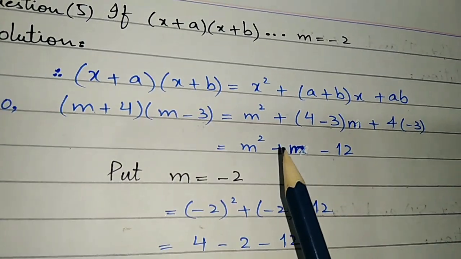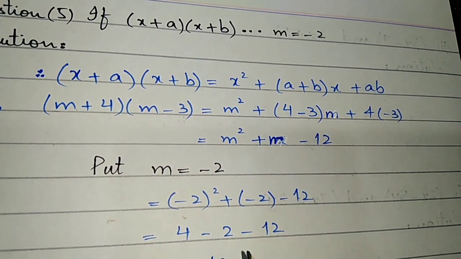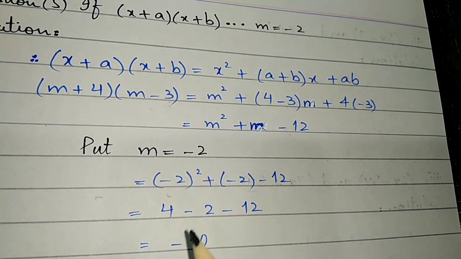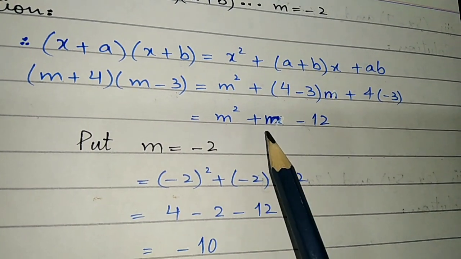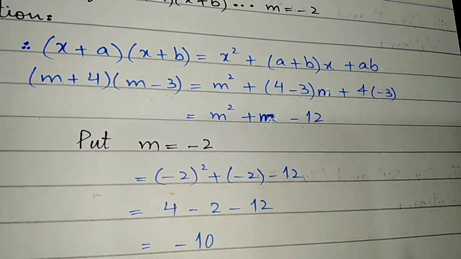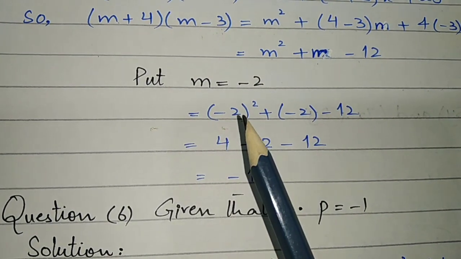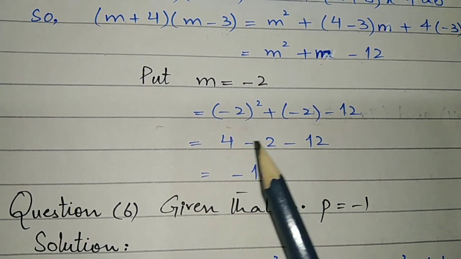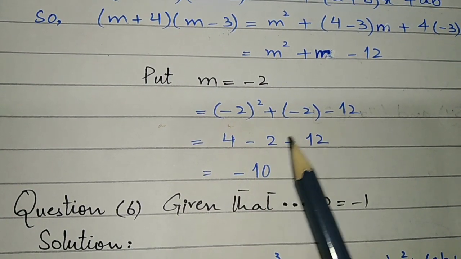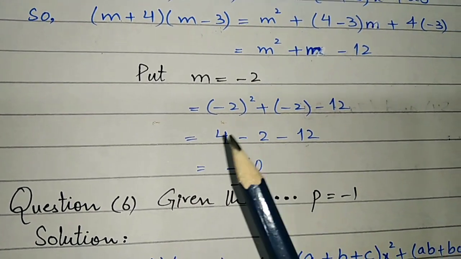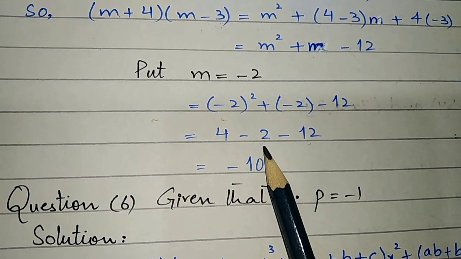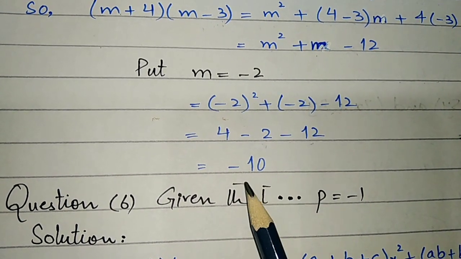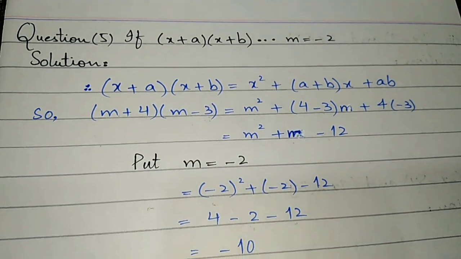But now we have to find the numerical value when m equals -2. So we simply put the value of m, that is -2. So (-2) square plus (-2) minus 12. (-2) square is -2 times -2, minus times minus is positive, that is positive 4, plus (-2) minus 12. Now 4 minus 2 is 2, 2 minus 12 is -10. So -10 is the numerical value of this product.